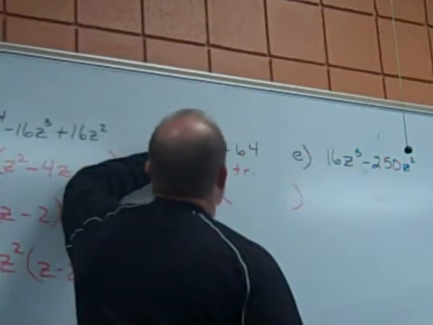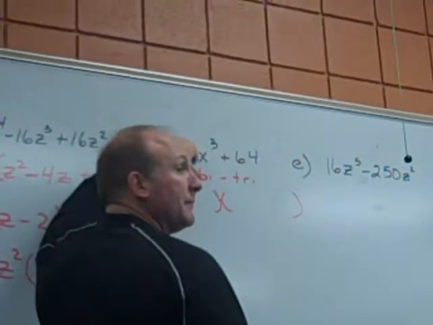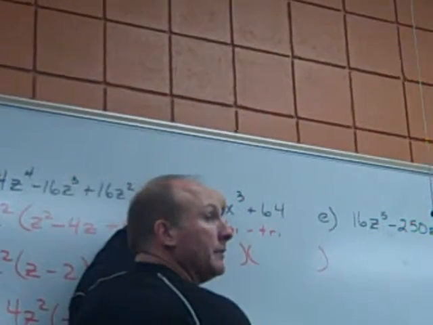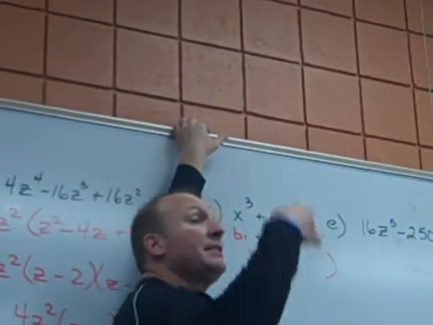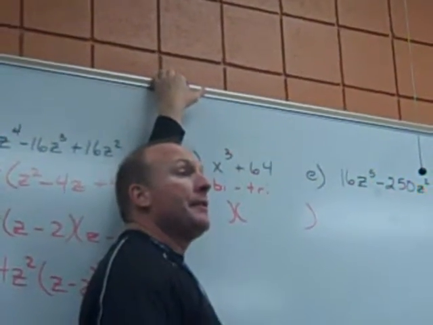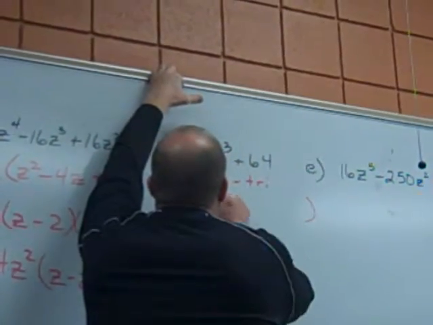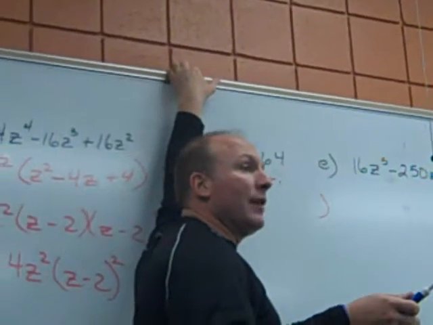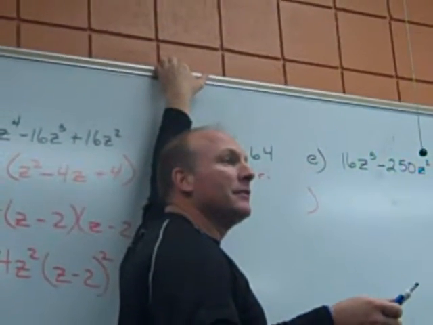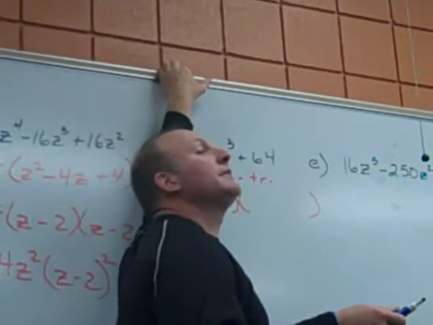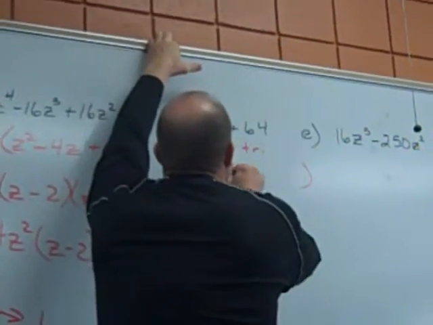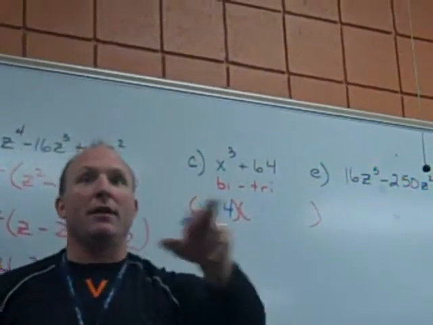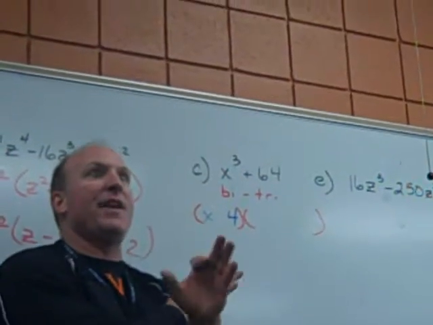Shortcut. What is the cube root of the first? X. Say it out loud. What times itself will give you x cubed? X. What's the cube root of 64? 4. So, all I've done is put the cube root of the first, the cube root of the second. Any problems thus far? Don't worry about signs till the very end.